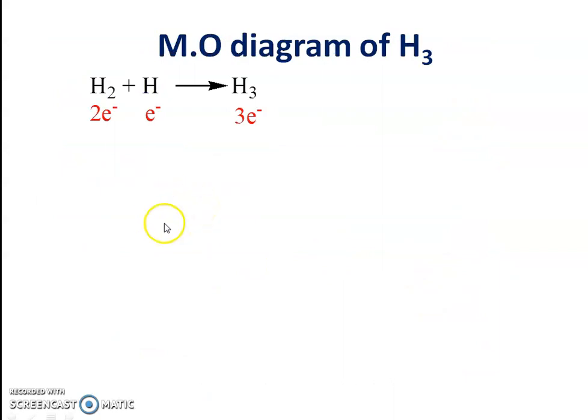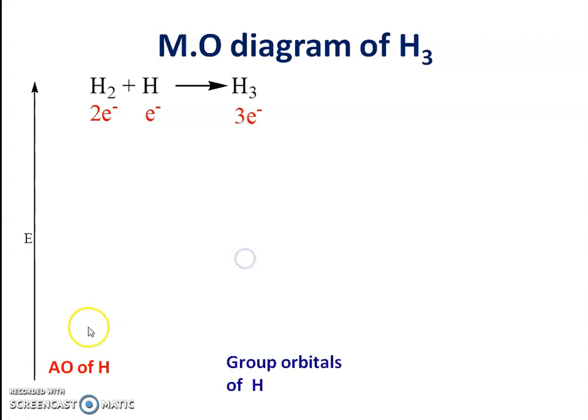Now at the end, the molecular orbital diagram of H3. Actually, this is a hypothetical or imaginary molecule. As such, in nature, the H3 molecule is not there. Now how may this molecule form? H2 plus H gives H3. So altogether there are 3 electrons, and the molecular orbital diagram for H3 is as follows.